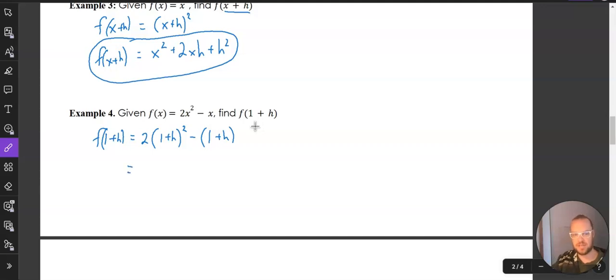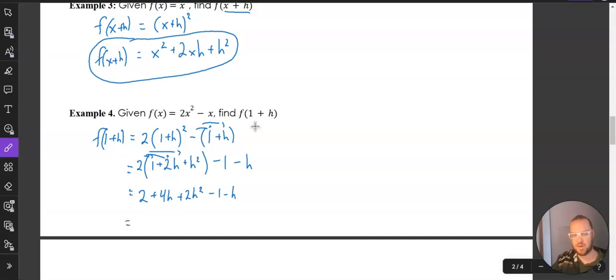So this one is fairly easy because it's that perfect square again. So 1 squared plus 2 times the middle term, which is going to be 2 times 1 times h, or 2h, plus the last term squared, so plus h squared. Now here, I'm going to distribute this negative 1 to make it easier for me as well. So that becomes negative 1 minus h. And then we need to distribute in this 2 as well. So we'd get 2 plus 4h plus 2h squared minus 1 minus h.